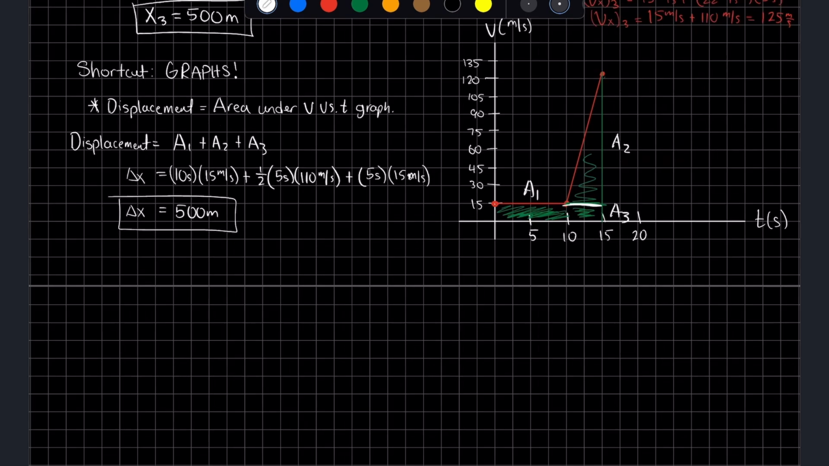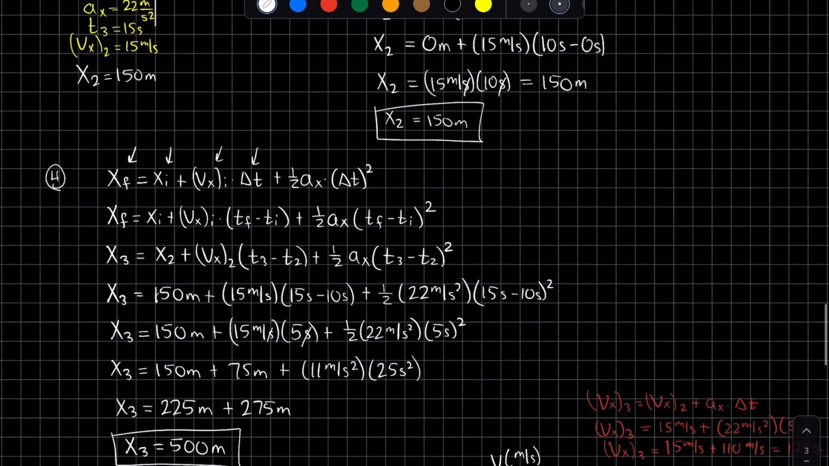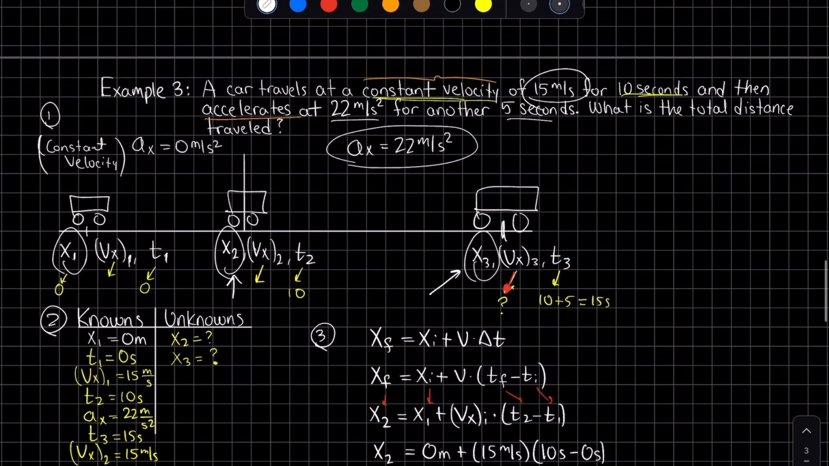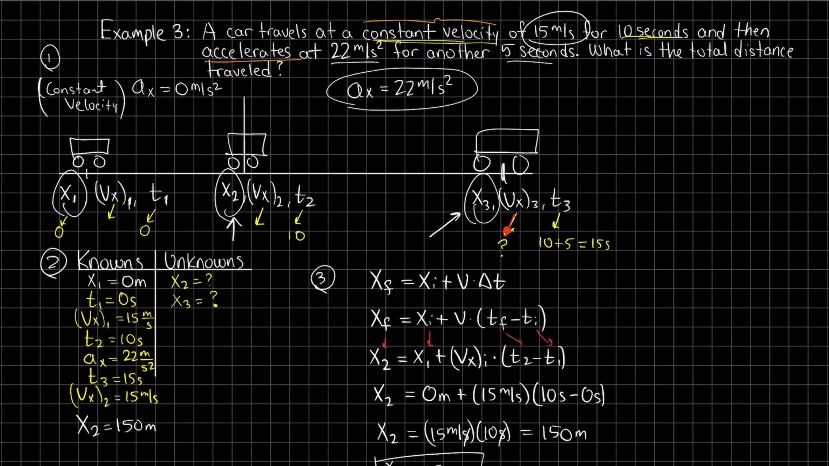So I could easily model this motion graphically and immediately just get the answer and skip all of this kinematic work and the pictures that we did. And that's another reason why graphs are so useful and they are such a powerful tool when analyzing motion.